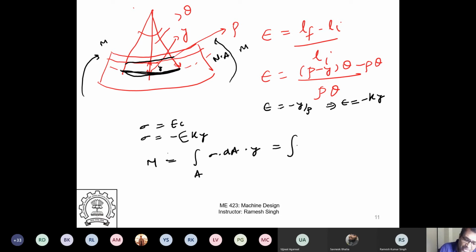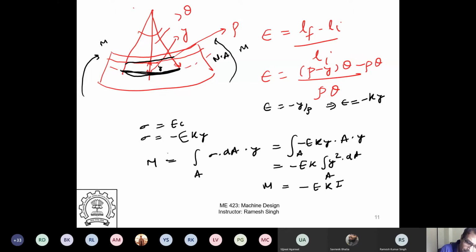So my sigma is minus E k y dA times y, which basically means minus E k y squared dA over area. This is nothing but I. So y squared dA over area is the moment of inertia, and minus E k I is equal to M.